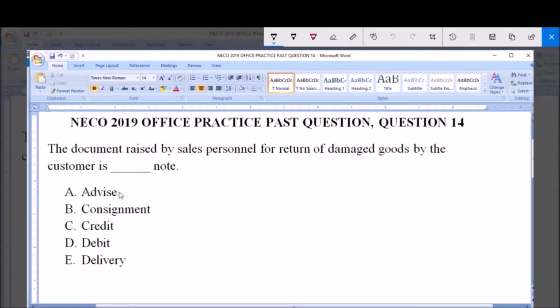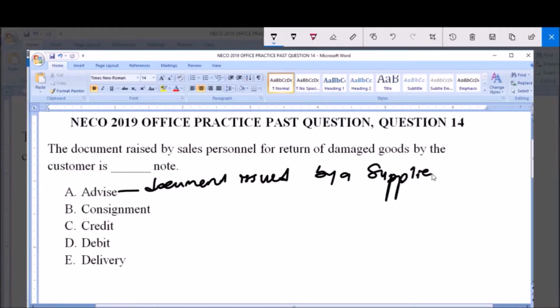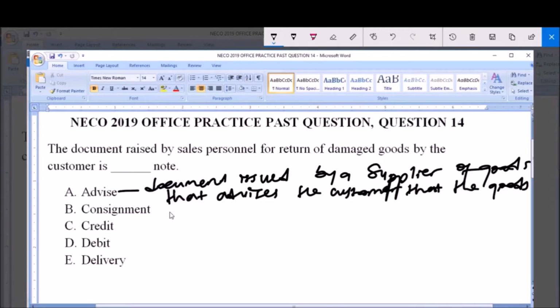A says advice notes. Now, an advice note is a document issued by a supplier of goods that advises the customer that the goods have been sent. So this is for advice notes.